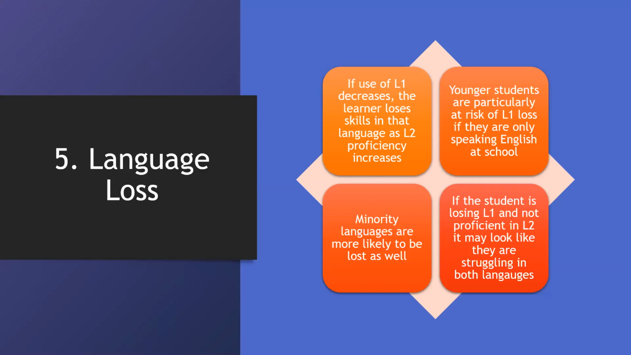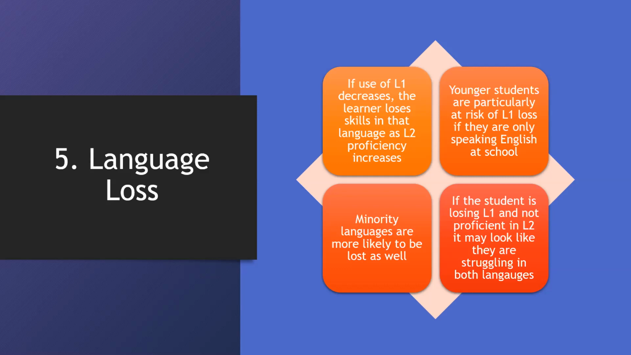So in this group of four things, if we start at the top left in the lighter orange square, it says that if the use of your primary language, language one, decreases, so in this case, let's go Tagalog to English, so we have someone who is a primary Tagalog speaker and is learning English, as they use Tagalog less and less, they lose those skills and their proficiency in English increases.